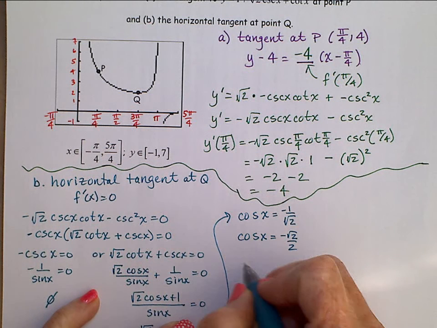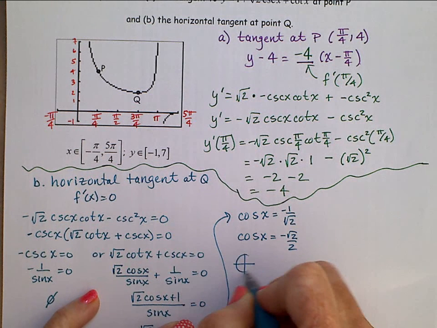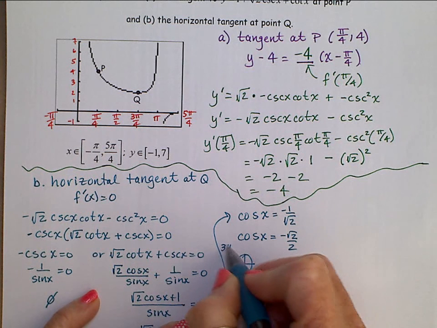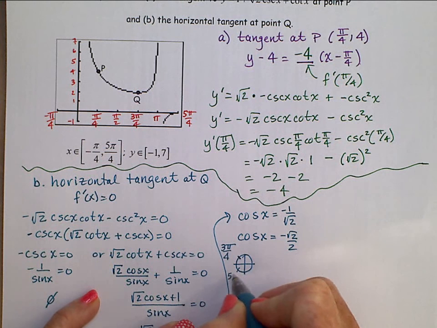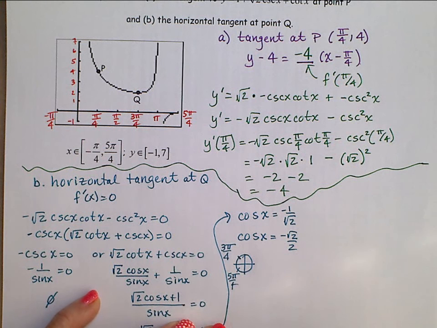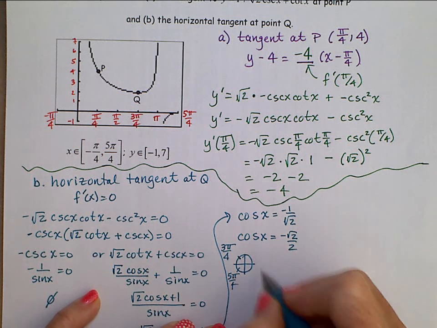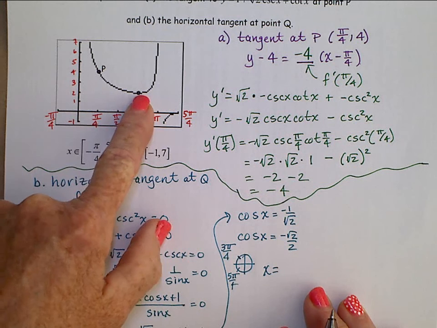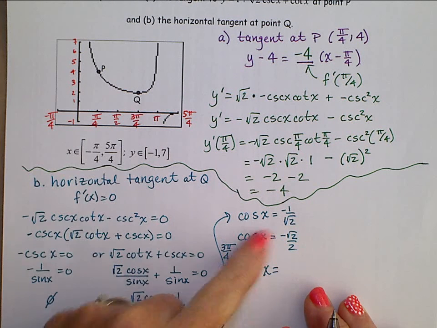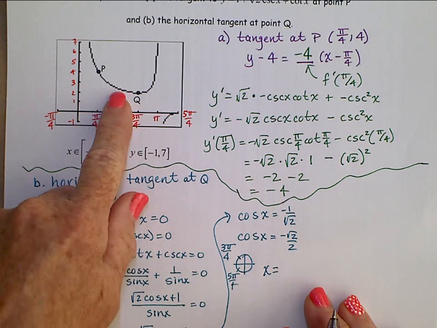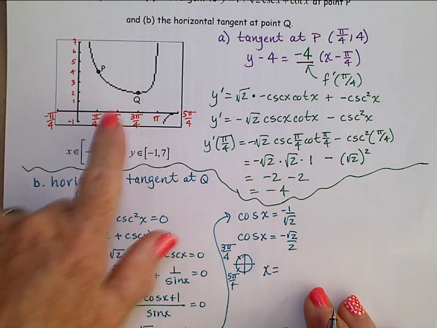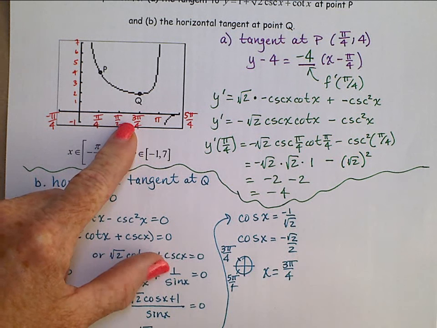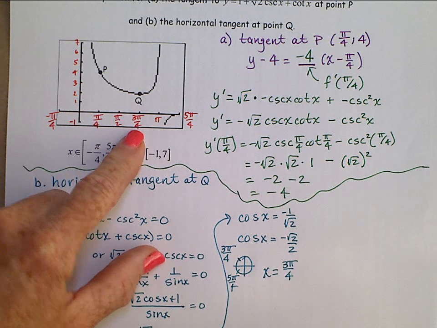And thinking back to the unit circle, where is cosine negative square root 2 over 2? It's right here at 3 pi over 4. 5 pi over 4. Okay, clearly looking back at the graph, that has to be 3 pi over 4. If this were an uglier answer, you could figure out which one of these is numerically in that neighborhood. So for our purposes, x is 3 pi over 4.